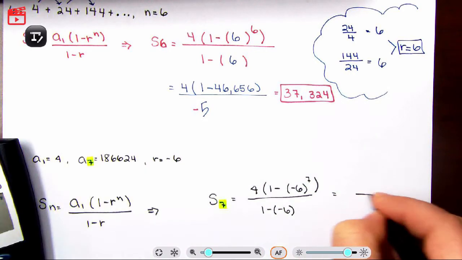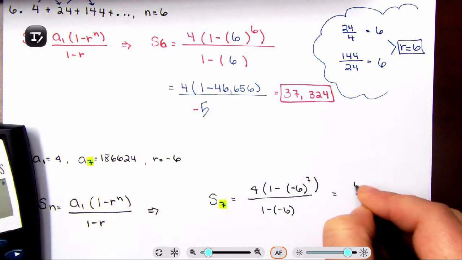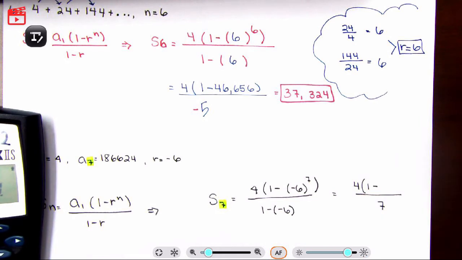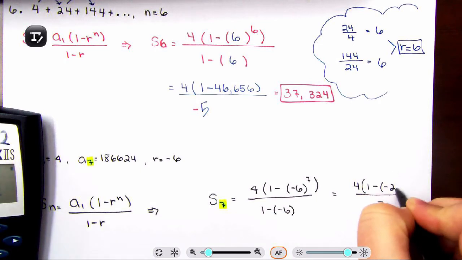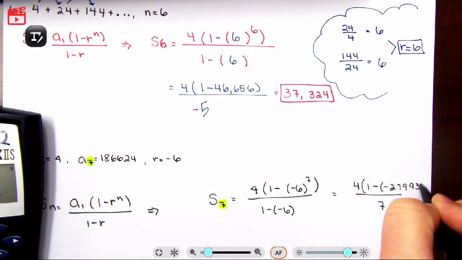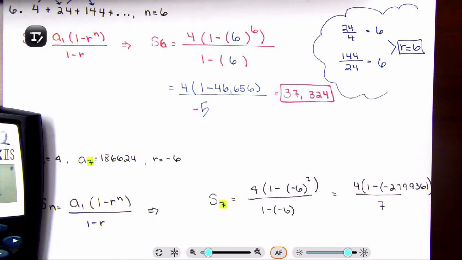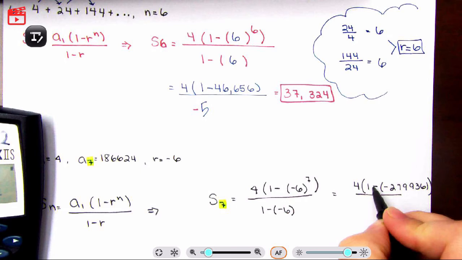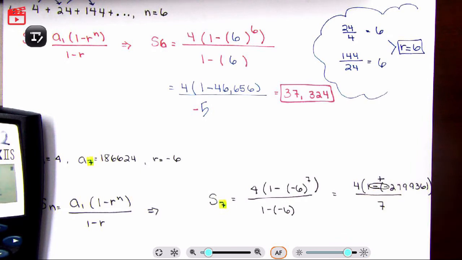In the denominator, we're going to have a 7. In the numerator, we're going to have 4 times 1 minus negative 6 to the 7th power, which is a negative 279,936. I said that incorrectly, but it's okay. We're going to take 1 minus that number, or in this case, we're going to add, because we have 2 negatives.